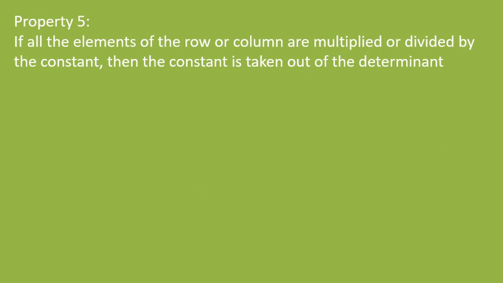Now, if all the elements of a row or column are multiplied or divided by a constant, then the constant is taken out of the determinant. This is a very important property. You can take an example. Suppose I have Ka, Kb, and Kc. Here you write D, E, F, and G, H, I. So here I have a constant in column 1. Column 1 is having the constant.